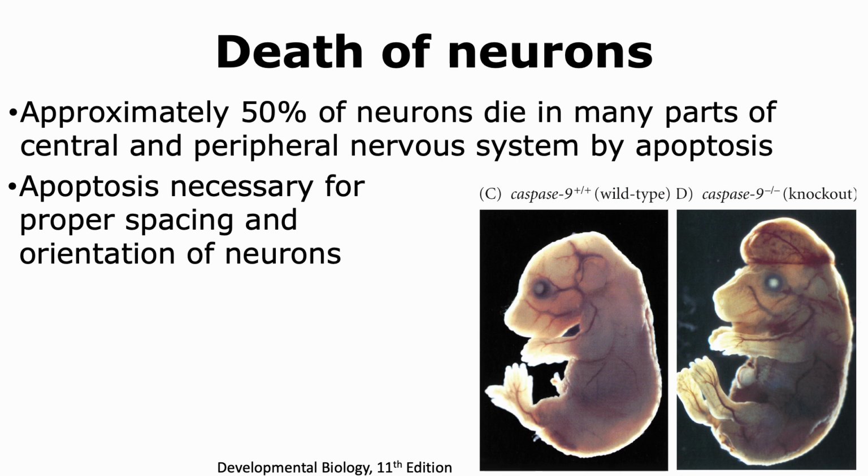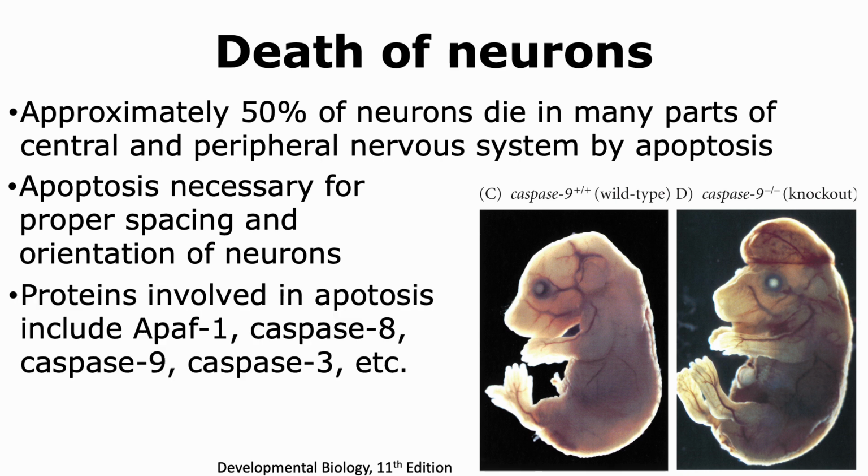Apoptosis, which is the programmed cell death, is necessary for the proper spacing and the orientation of neurons. So in the previous slide, we had looked at how, in spite of axons from different neurons coming and interacting with target cells, only one of them persists. The other that does not persist will basically die from apoptosis. The proteins involved in apoptosis include APAF1 and many caspase family members. Apoptosis has been covered in depth in cell biology, so please go through that process in case you need to revise how apoptosis actually occurs.